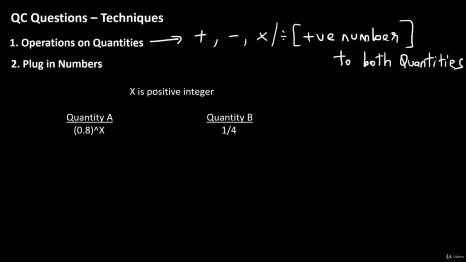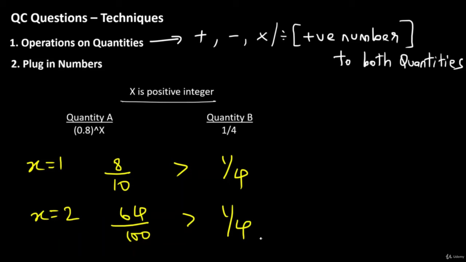So over here we have a question. X is a positive integer, so that's the question stem. Now quantity A is 0.8 to the power x and quantity B is 1 by 4. All right, now when x is equal to 1, what is the relationship? We have 8 by 10 as quantity A and quantity B is 1 by 4. So A is greater than B, right? Now when x is equal to 2, what happens? That's 0.8 to the power 2 or 8 by 10 into 8 by 10. That's equal to 64 by 100, right? And quantity B is still 1 by 4. Now again over here also 64 by 100 is greater than 1 by 4. Remember 1 by 4 is nothing but 25 by 100 or 25%, right?